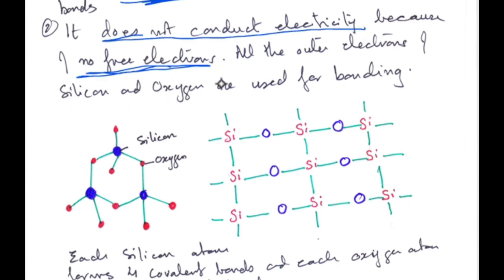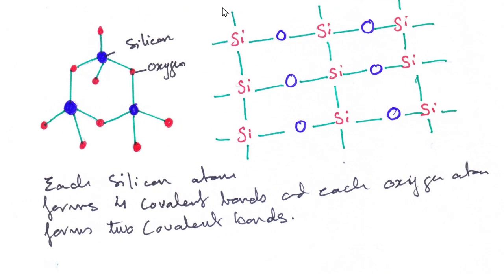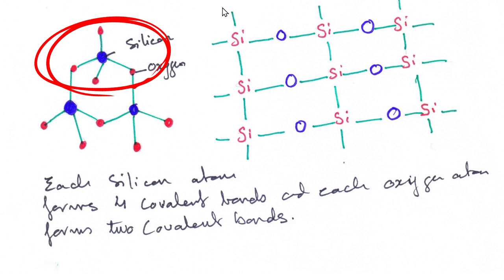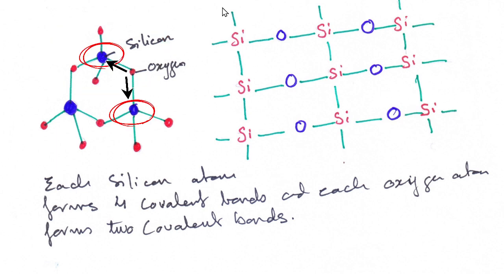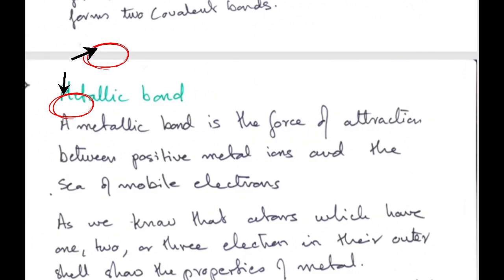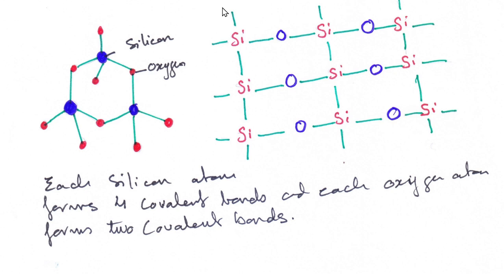All the outer electrons of silicon and oxygen are used for bonding. Now you can see the structure. The only difference between silica and diamond is that the larger atoms are silicon and the smaller are oxygen. Silicon forms a tetrahedron by bonding with four oxygen atoms, and oxygen has two bonds. Oxygen does not make more than two bonds. On the right-hand side, I drew the simple structure which can mostly come in your exams, and you have to identify or draw it.